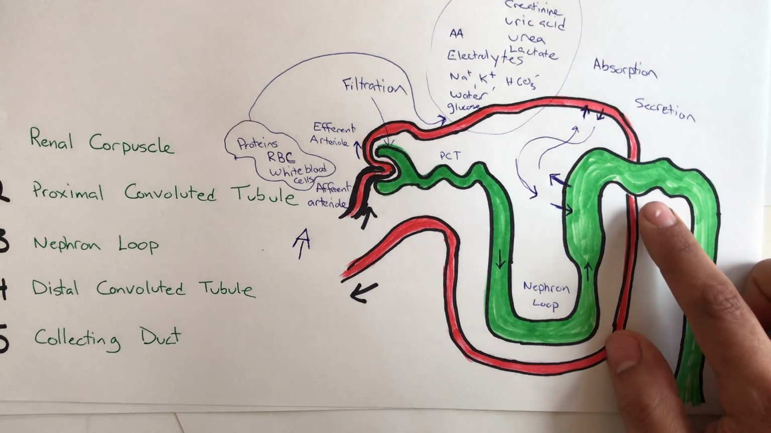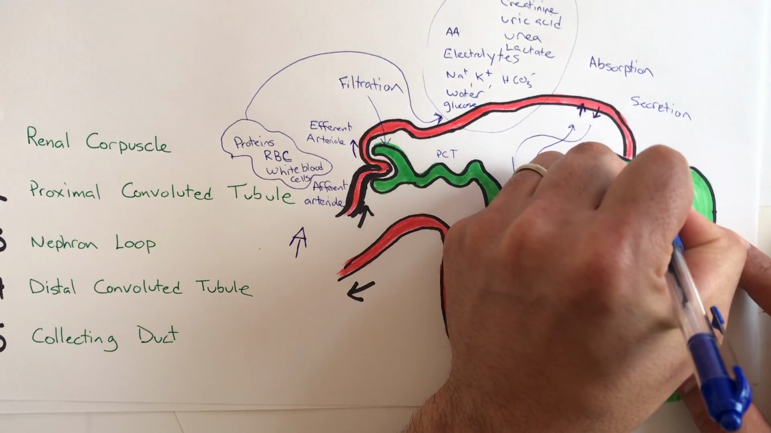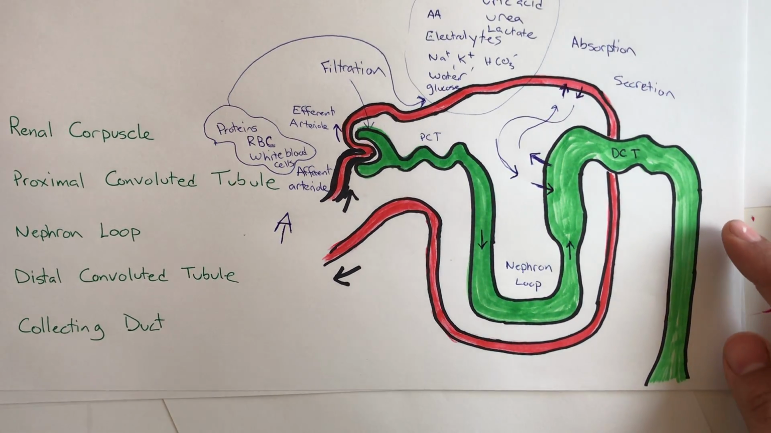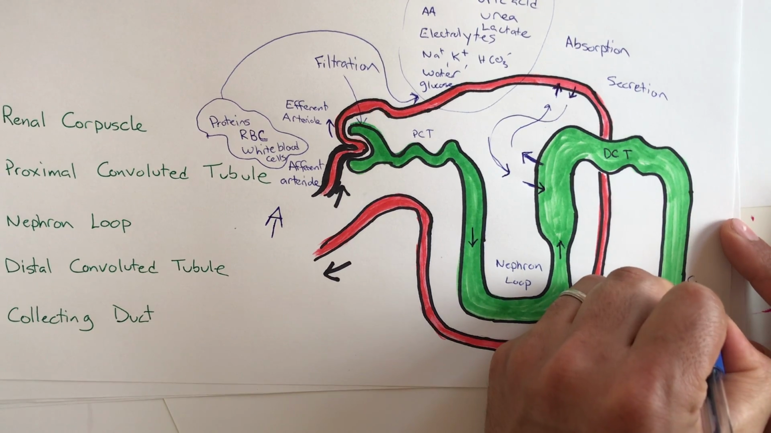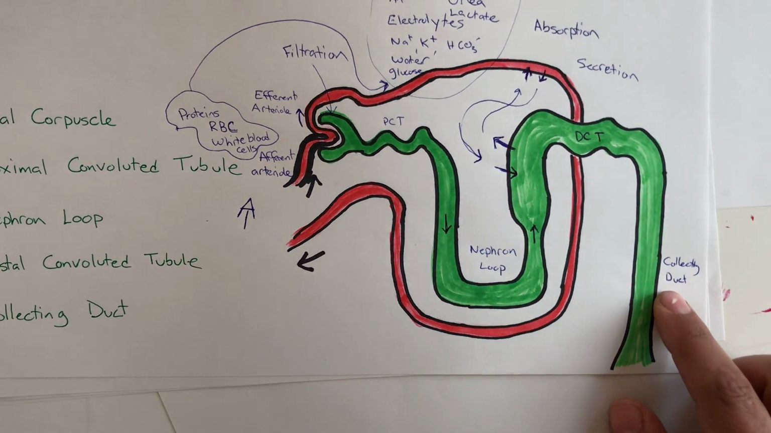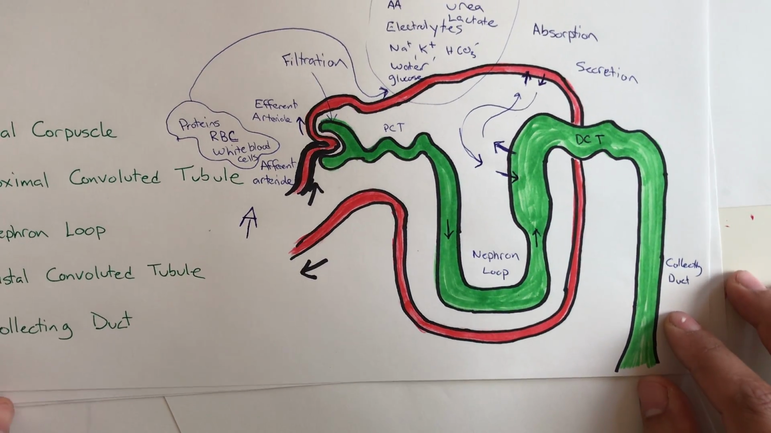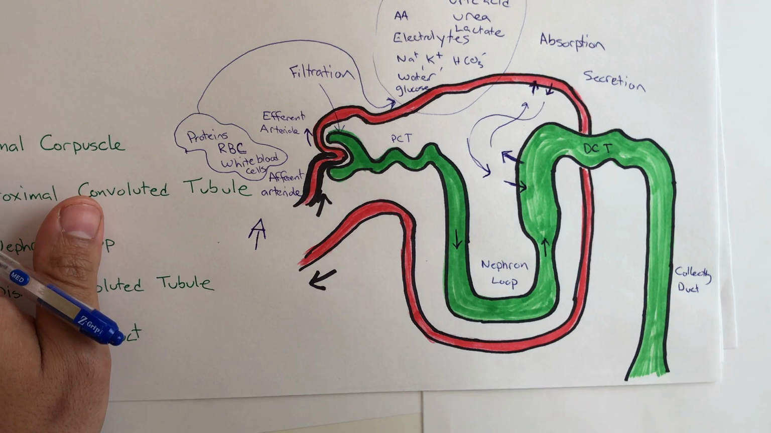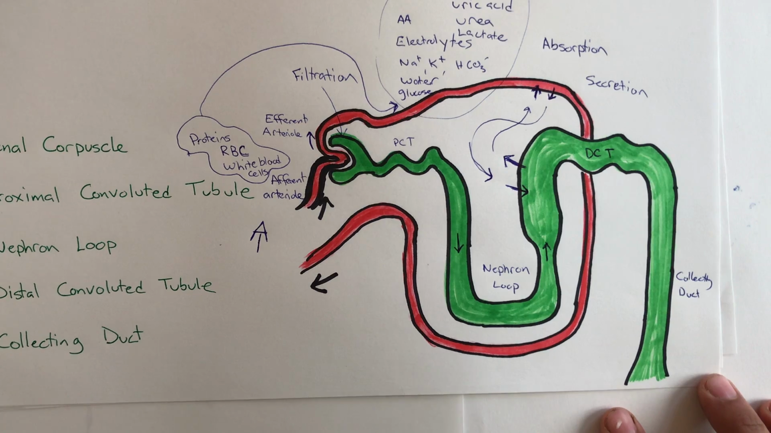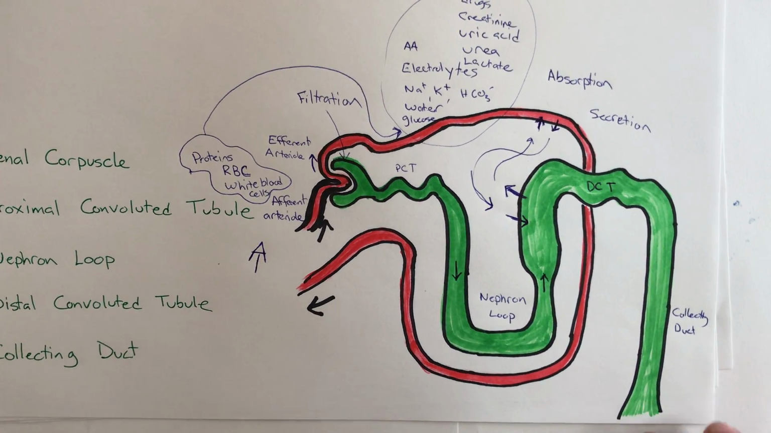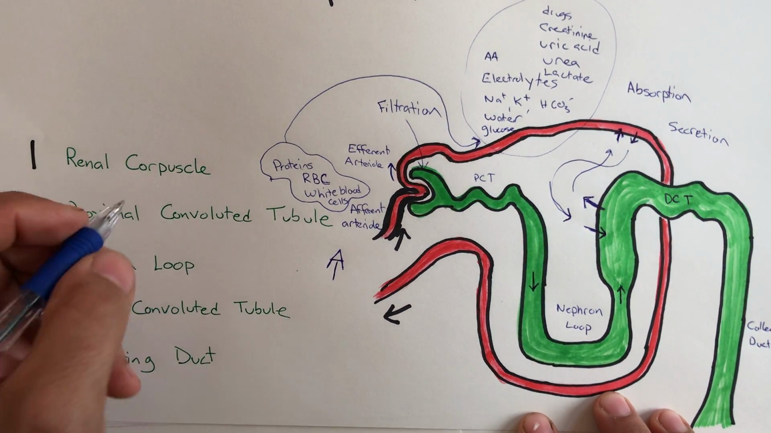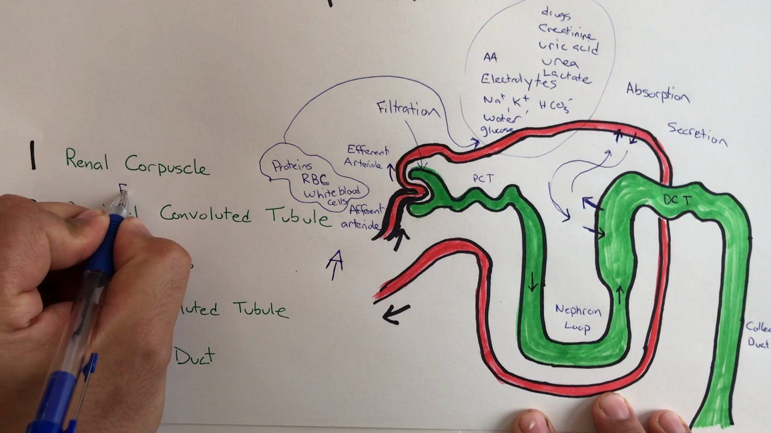And then fourth, we have the DCT, which is the distal convoluted tubule. And then finally, we have the collecting duct. So now it's up to you to know what these different parts are, the order of these parts, and what is occurring at each of these parts. So let's start, and we can just write them down on the side here. At the renal corpuscle, we have this special term called filtration.